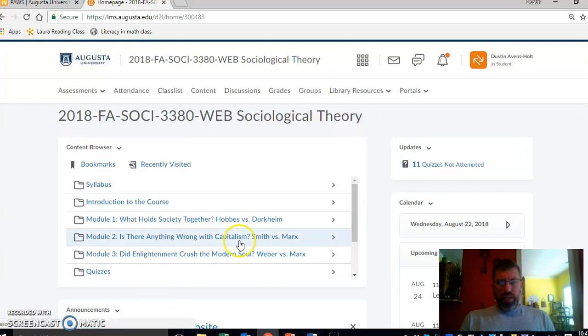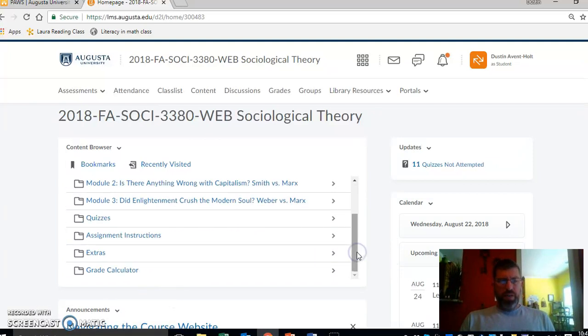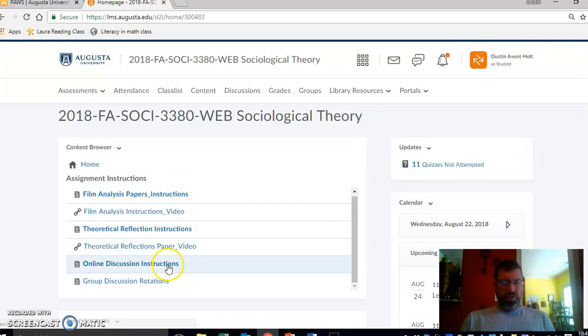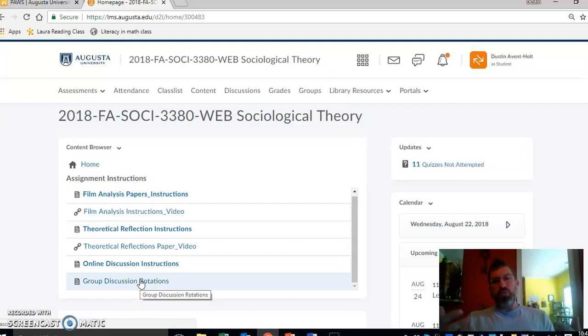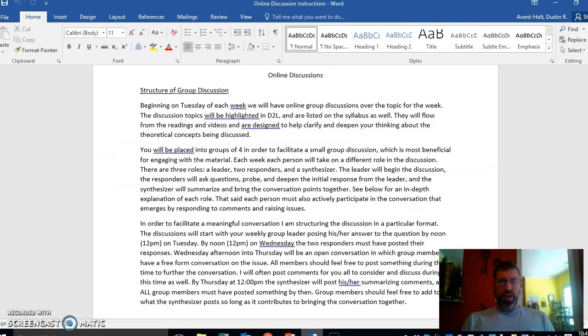As a starting point, I'd encourage you to open up and take a look at, under the assignment instructions, the online discussion instructions and the discussion rotations, both of which you'll need in order to understand what your role will be each week and what is expected of you in that role, to make sure that we facilitate meaningful conversation. So I'm going to open up, and you can see on the screen now, the online discussion instructions.